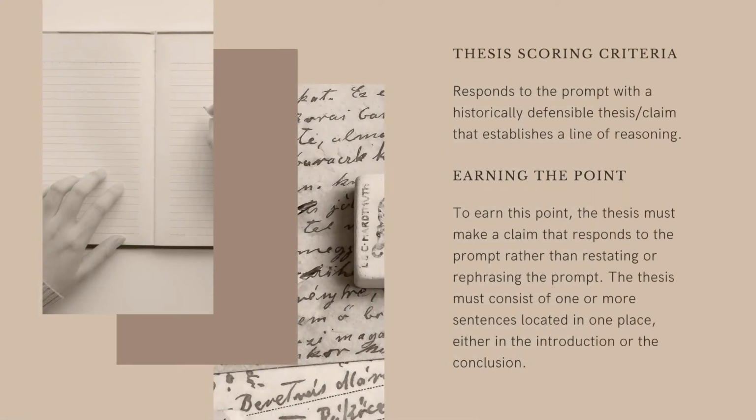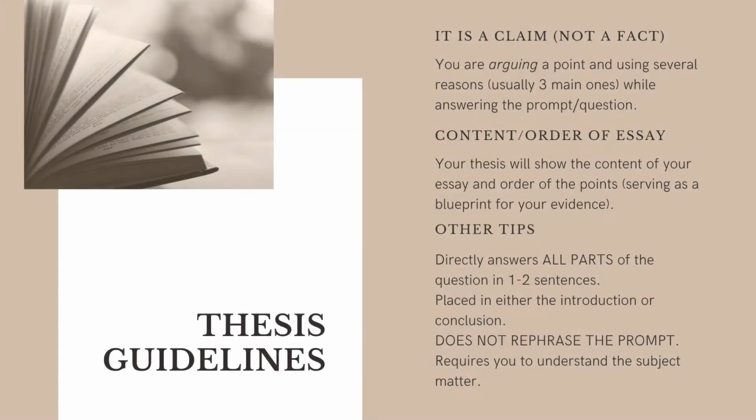Let's go over the scoring criteria for a thesis. It must respond to the prompt with a historically defensible thesis or claim that establishes a line of reasoning. To earn this point, you must make a claim that responds to the prompt rather than restate or rephrase that prompt. And the thesis must consist of one or more sentences located in one place, either in the introduction or the conclusion. Here are a few guidelines.